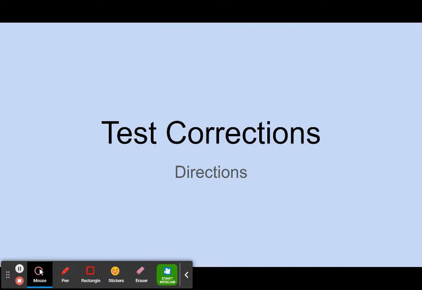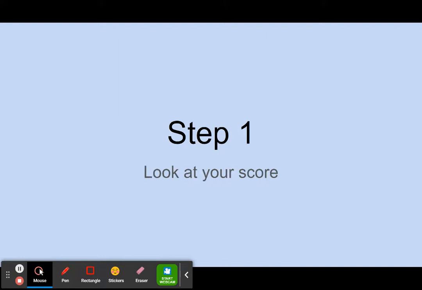One of the nice consequences is that it does improve your grade also, but your grade improves because your knowledge improves or your skills improve. Test corrections are required for anyone earning under a 70% on the unit test. They are offered to anyone earning under 89% also. So step one, you're going to look at your score.